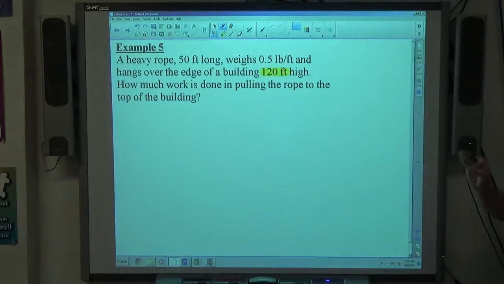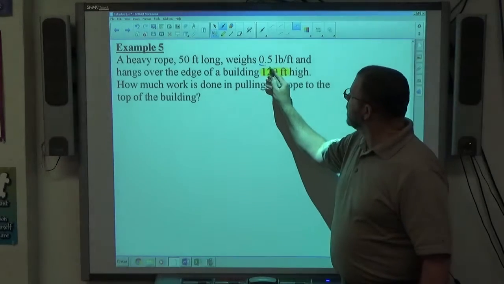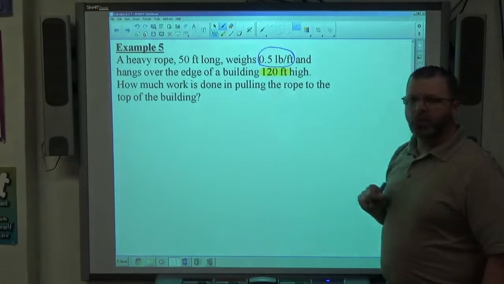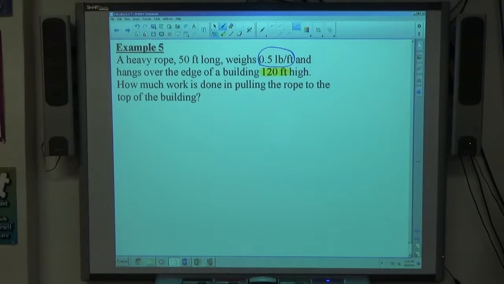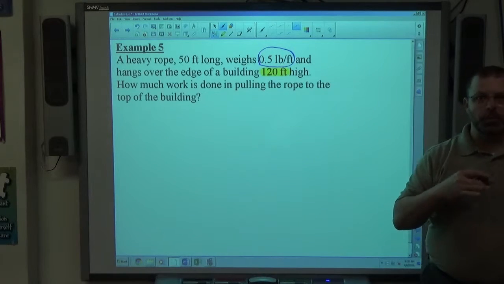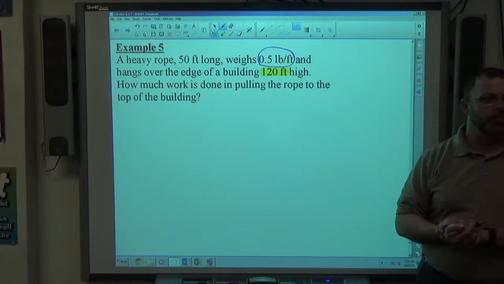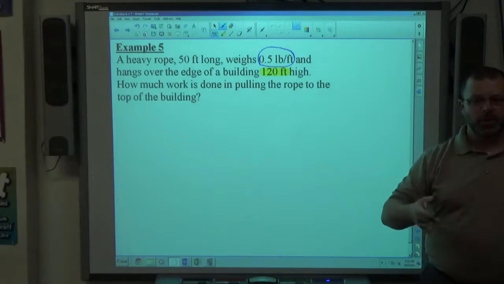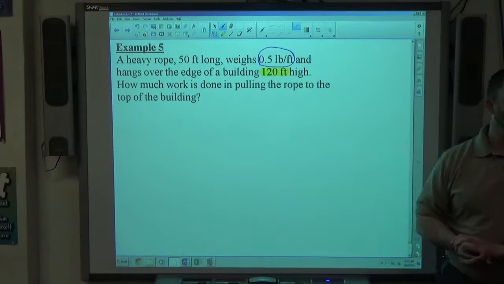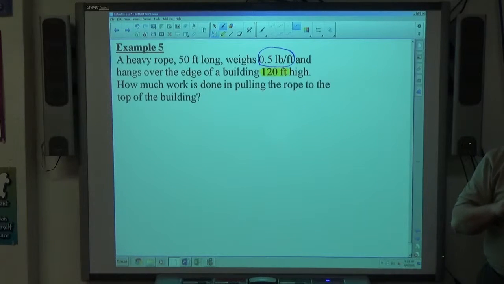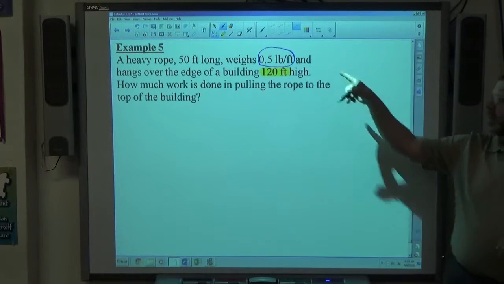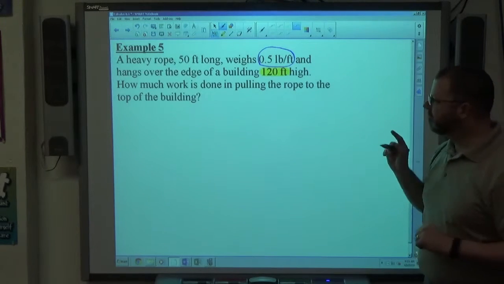So, heavy rope, 50 feet long, weighs half pound per foot. Let me just mention this. This is the unit you want when the weight of anything is changing. Pounds per foot is going to be helpful. Okay, and in one of your homework problems, you're not going to get that specific unit, but you can create it with the stuff they give you. So if you don't have a pounds per foot, use the information they give you to create a pounds per foot. Use basic algebraic structure of fractions and put things in the right places to cancel things out to create that unit on your stuff.